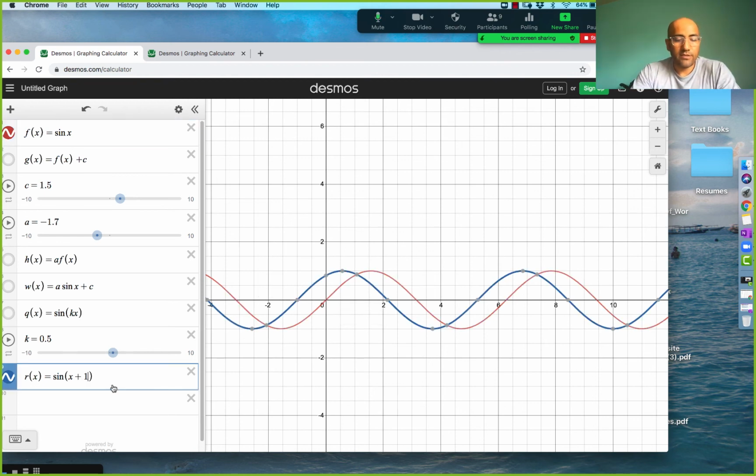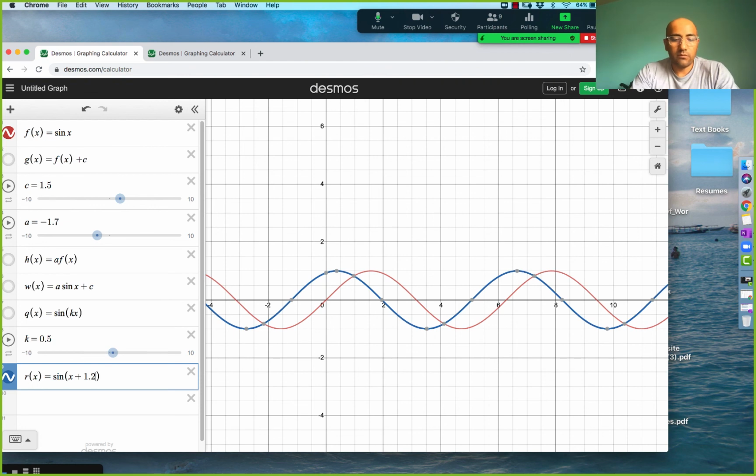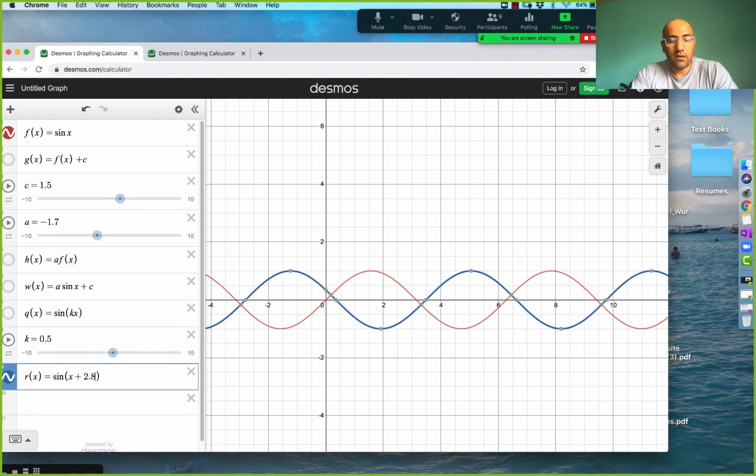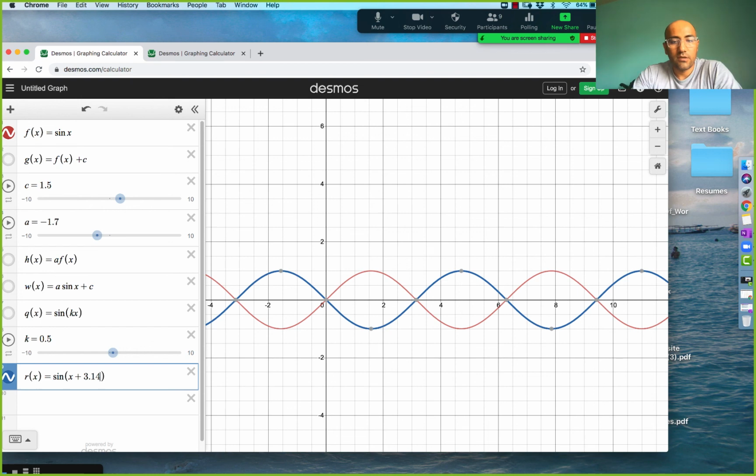If I make it +1.2, then it'll shift it a little bit more. 1.3 shifts it a little bit more. 1.4 shifts it a little bit more. And it keeps shifting all the way until I get to, say, close to 3. So how about 2.8? And then eventually, if I get to 3.14-ish, then it looks like all I've done is shift the sine function to the left by pi, which also looks like a reflection about the x-axis or a reflection about the y-axis, right? So all those graphs look identical.